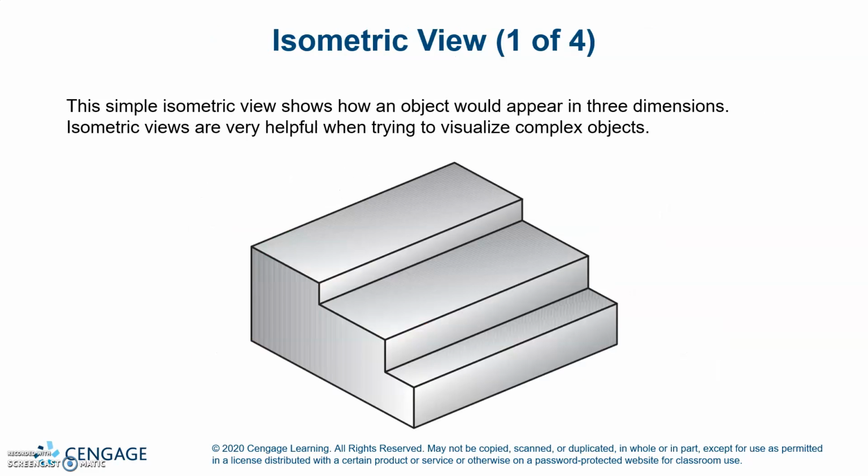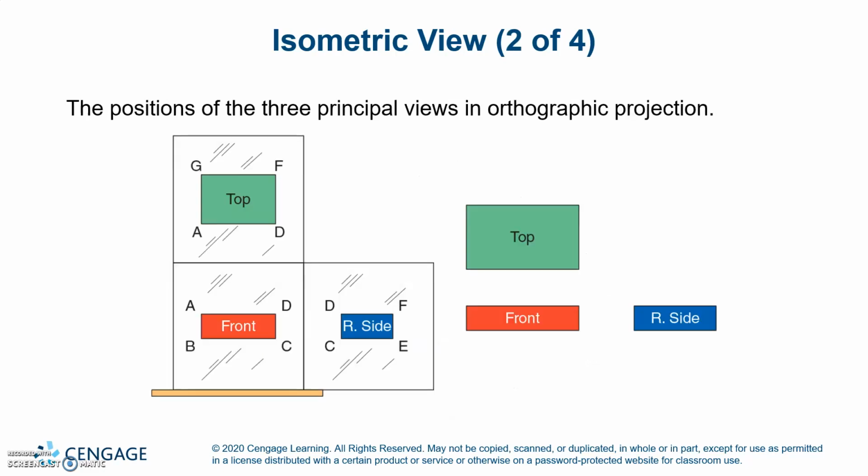This simple isometric view shows how an object would appear in 3 dimensions. Isometric views are helpful when trying to visualize complex parts. The position of 3 principal views in orthographic projection. So you have the top on top, front, and then the right side on the right.